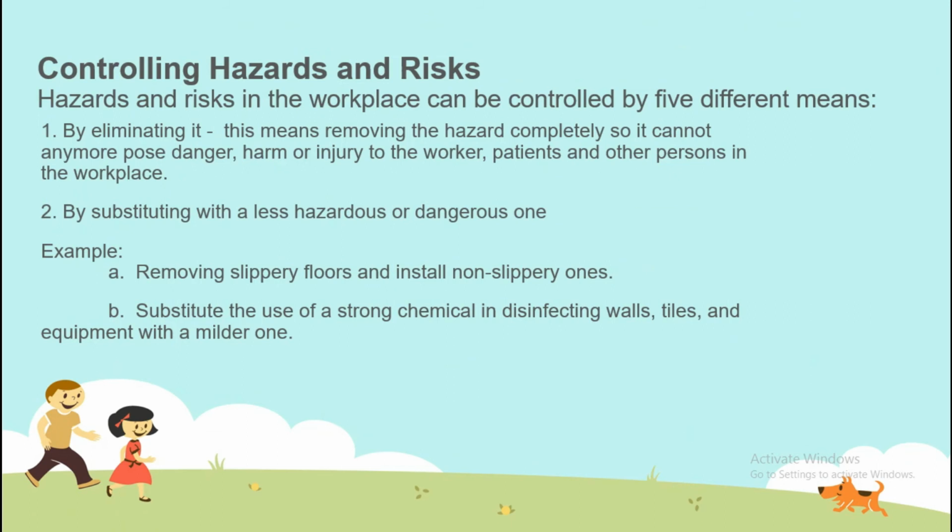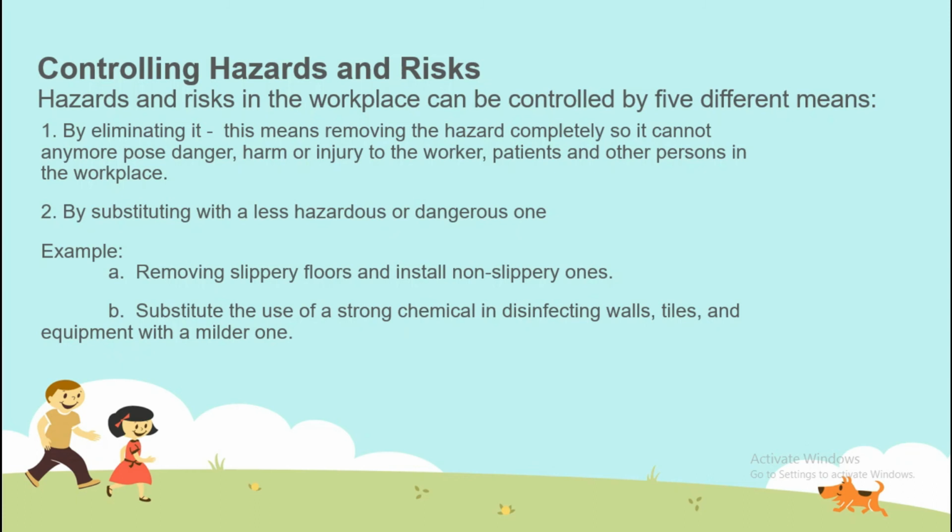Okay. Controlling hazard and risk. First is by eliminating it. This means removing the hazard completely so it cannot anymore pose a danger, harm, or injury to the worker. Like for example, the banana on the floor, we must eliminate it. So we pick it up and put it in a trash bin. So it will no longer pose danger, harm, or injury to the workers, patients, and other persons in the workplace. 2. By substituting with a less hazardous, dangerous one.